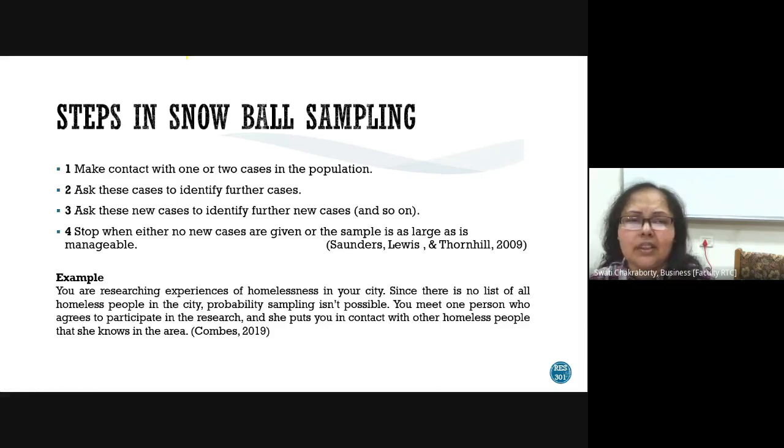So what are the steps involved in snowball sampling? You first make contact with 1 or 2 cases in the population, ask these cases to identify further cases, and ask these new cases to identify further cases. So it goes on, and you stop when either no new cases are given or the sample is as large as is manageable. For example, if you are researching experiences of homelessness in your city, since there's no list of all homeless people in the city, probability sampling will not be possible. You meet one person who agrees to participate in the research, and she or he puts you in contact with other homeless people that they know in that area, and that's how it goes.